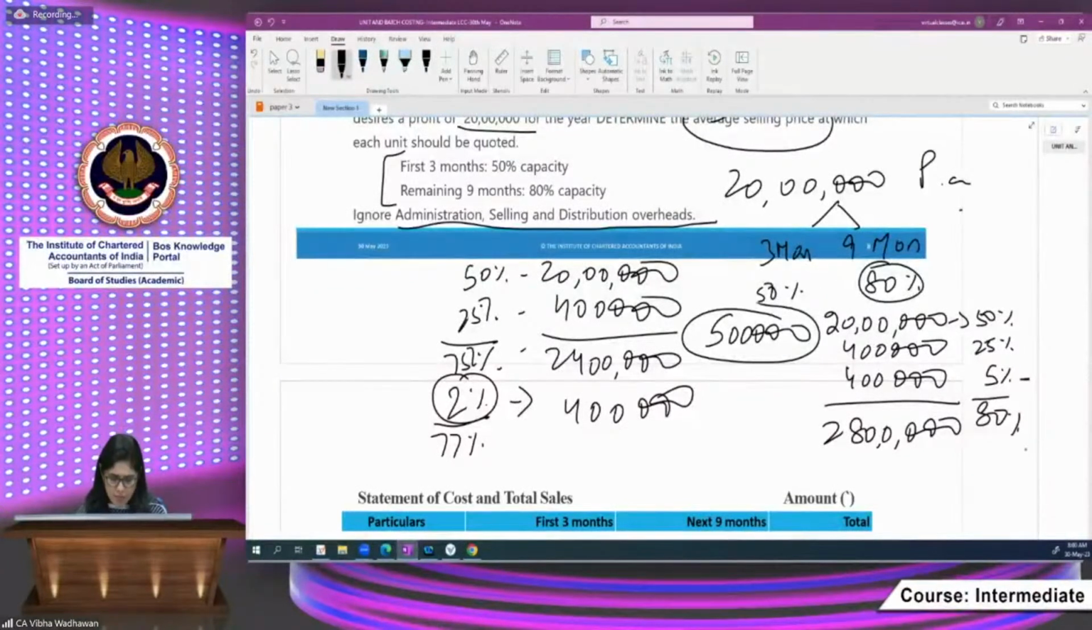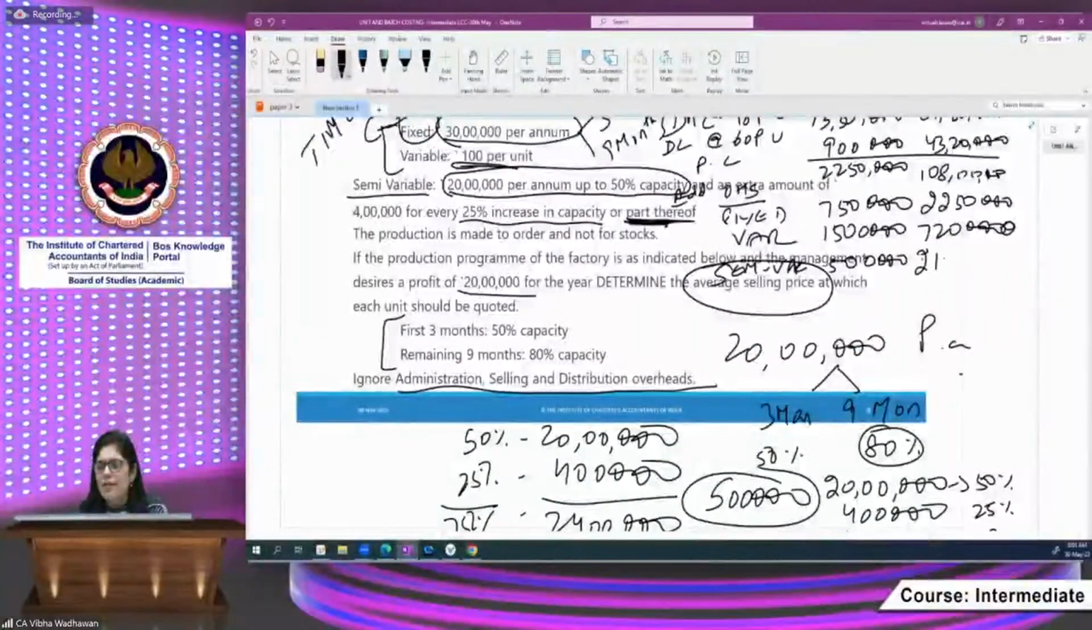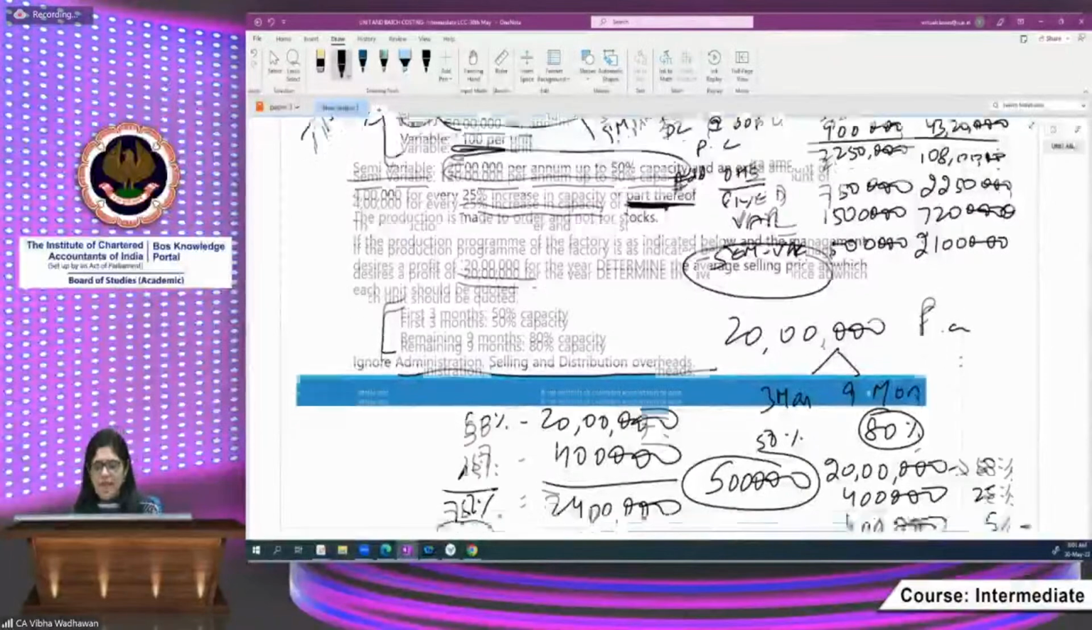Per annum. So 28 lakh into 9 divided by 12 will be 21 lakh. So this has to be the semi-variable for 80%, 21 lakh rupees. Yes. So I hope you've understood.